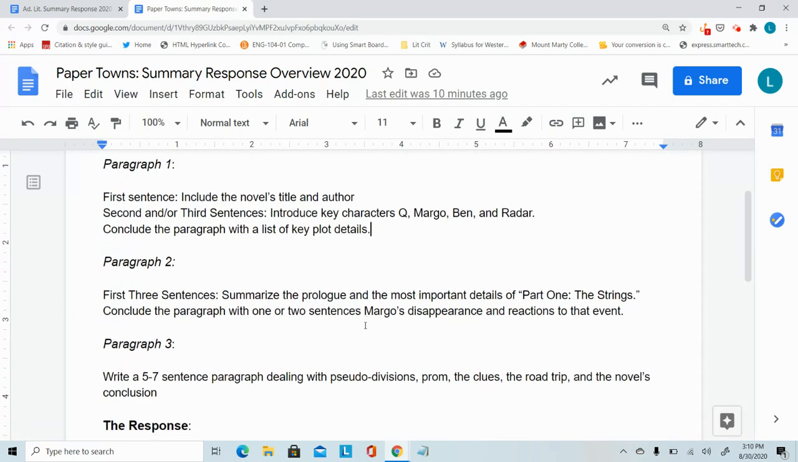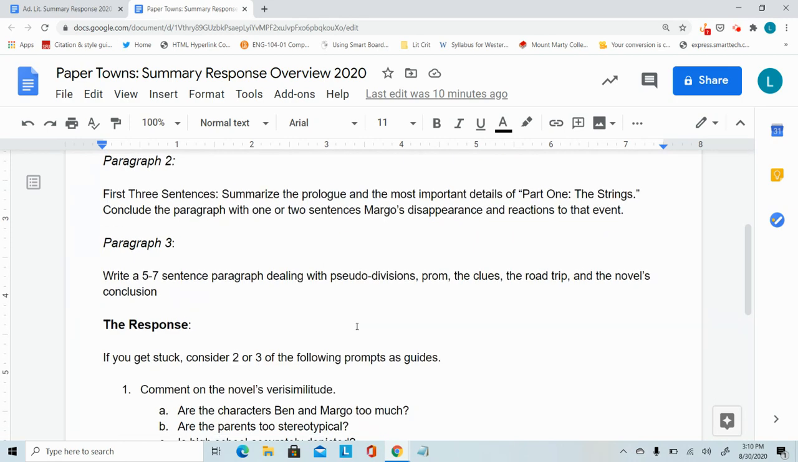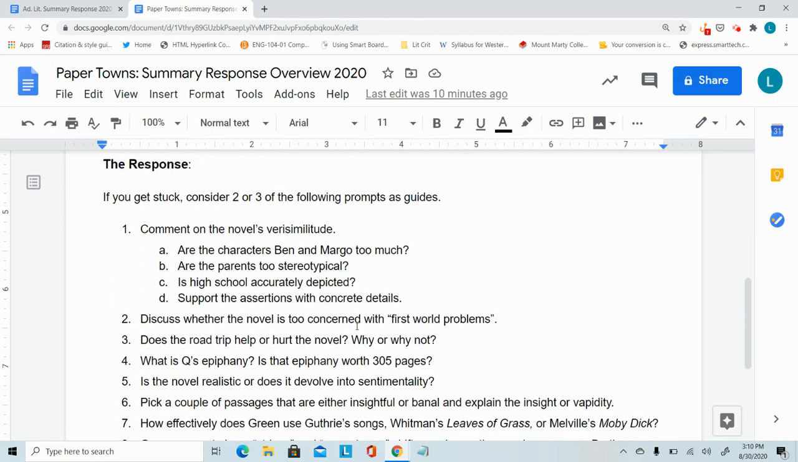Paragraph 2 should go through the prologue and the important part of part 1, the strings. Paragraph 3 should take care of the pseudo divisions, the prom, the clues, the road trip. And again, you're looking at about a page for that. And then the response should be, what do you think about the novel? If you get stuck, I think there are some things you can look at.